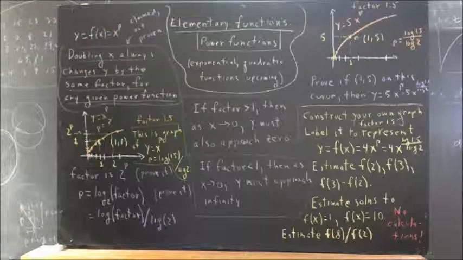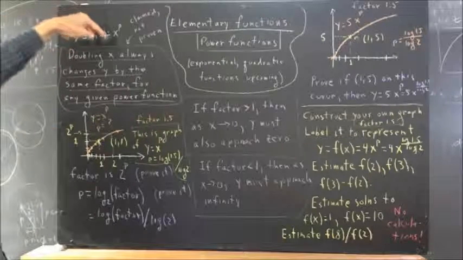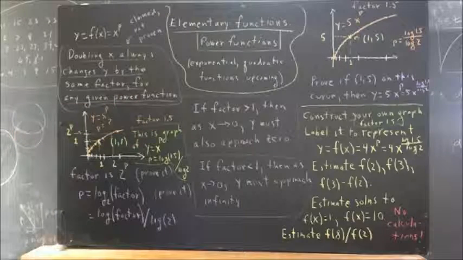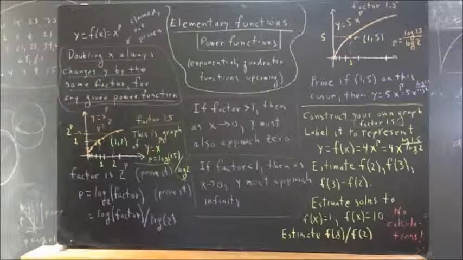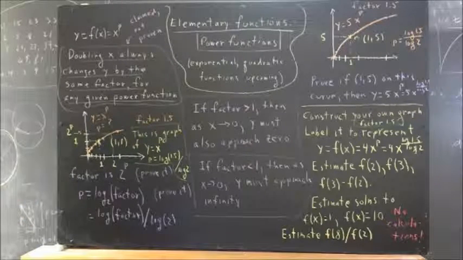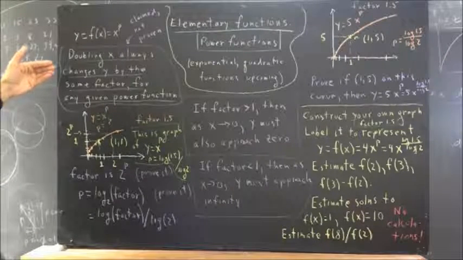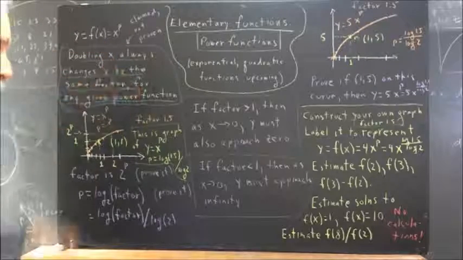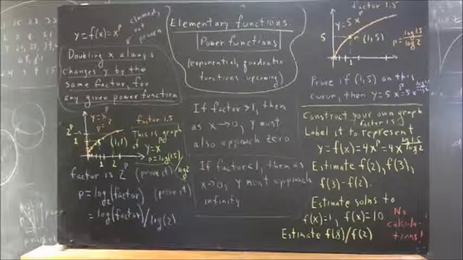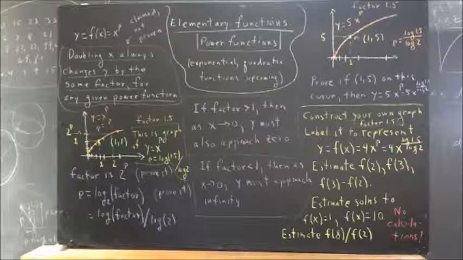So we claim, but we haven't proven, that whenever you have a power function, doubling the value of x always changes y by the same factor for any given power function. Now this is actually easy to prove. The harder thing to prove is that if doubling x always changes y by the same factor, then what you have is a power function. It's a completely different statement. It's a converse of this statement, essentially, and very much more subtle to prove that one.